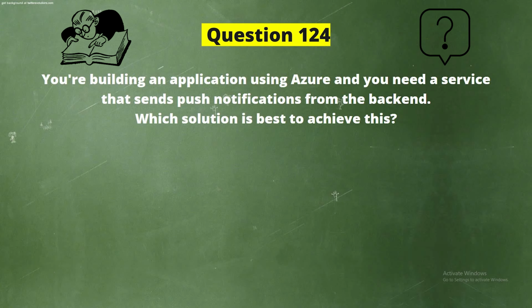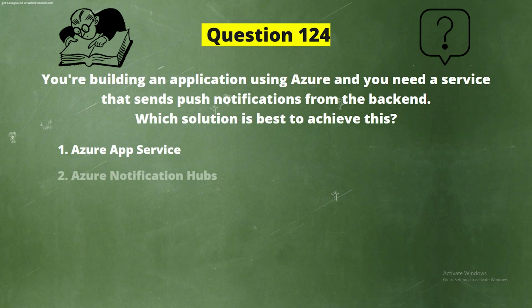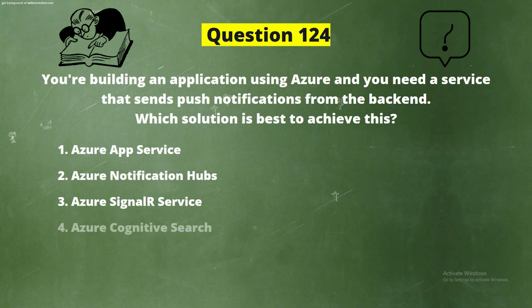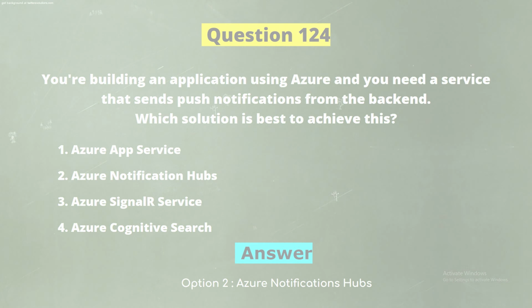Question 124. You are building an application using Azure and you need a service that sends push notifications from the backend. Which solution is best to achieve this? And the options are option 1, Azure App Service. Option 2, Azure Notification Hubs. Option 3, Azure SignalR Service. Option 4, Azure Cognitive Search. And the correct answer is option 2, Azure Notification Hubs.